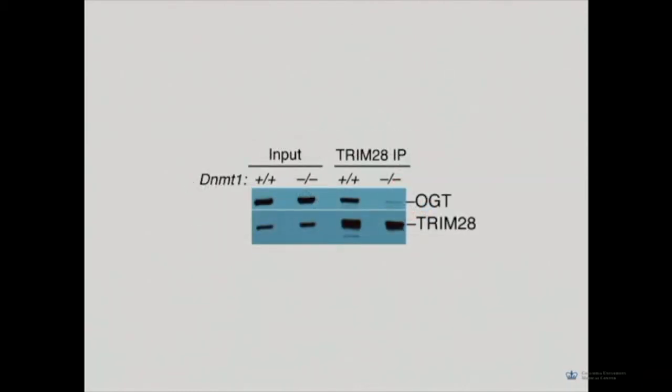And the factor that we pulled out was OGT. This is O-GlcNAc transferase. It's the only glycosyltransferase that modifies cytoplasmic and nuclear proteins. Of course, there are hundreds of glycosyltransferases that modify membrane proteins. This is the only one that modifies nuclear and cytoplasmic proteins.